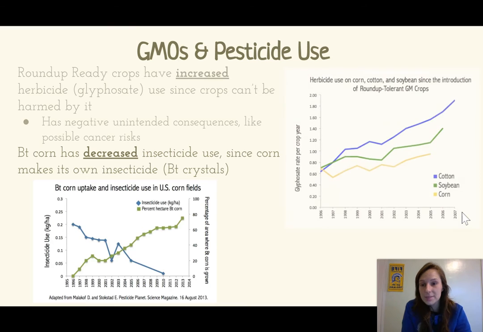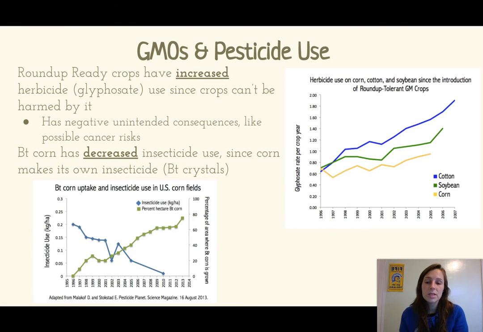But this isn't always the case. When you look at the Roundup Ready crops, over time we actually have increased the herbicide, which is the main ingredient in Roundup. It's glyphosate. So since the crops can't be harmed by this, farmers can just spray a ton to kill any weeds that they might have, and they know it's not going to harm their crops. Now, this can be a problem because it can have some negative unintended consequences. For example, there have been some scientific studies that have linked Roundup to possible cancer risks. And so it's not always so great that we're going to be having way more pesticide use because of this GMO crop.